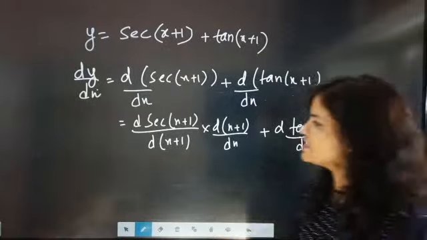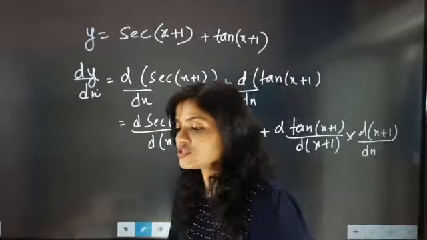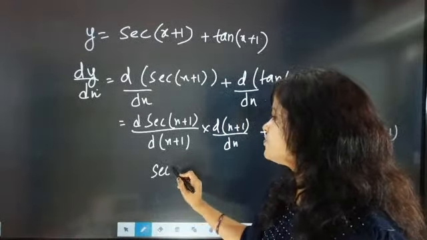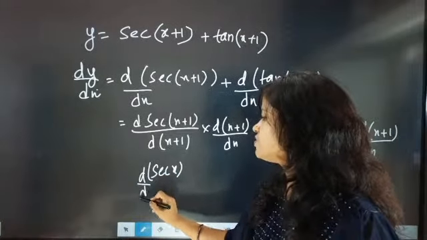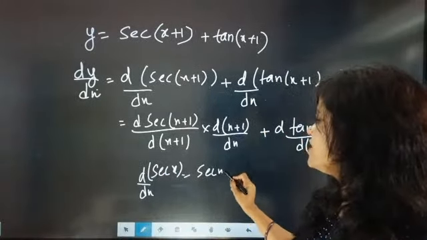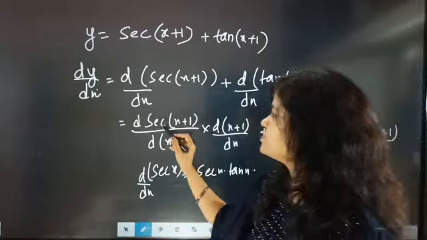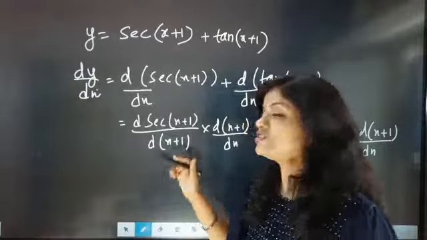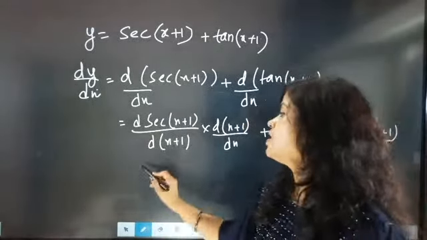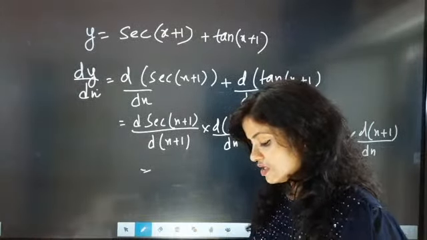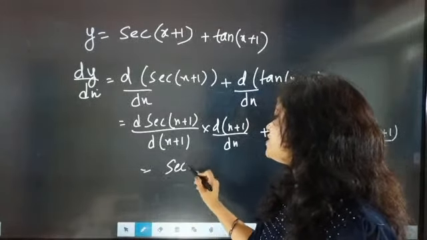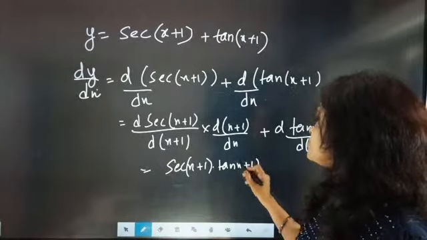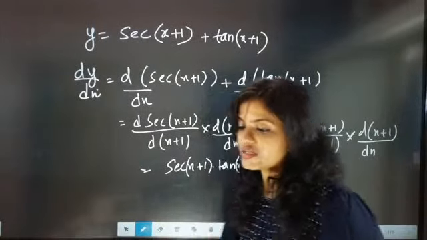So first, secant x is differentiated with respect to secant x. We know that the differentiation of secant x is secant x into tan x. So here the differentiation of secant of x plus 1, since x plus 1 is differentiated with respect to d of x plus 1, will come as secant of x plus 1 into tan of x plus 1. So this is the first part.